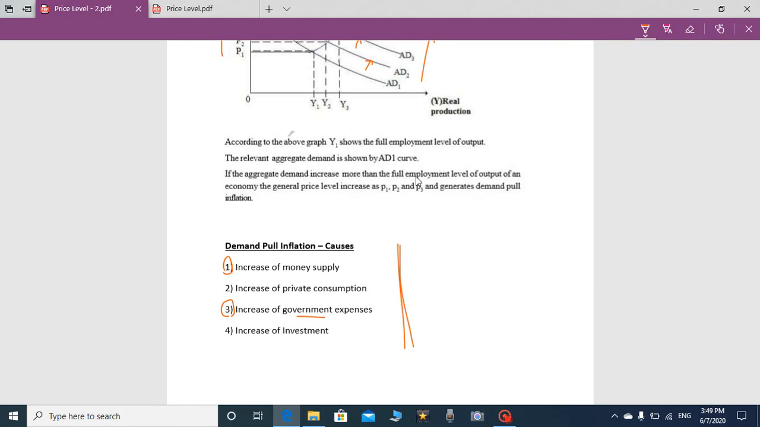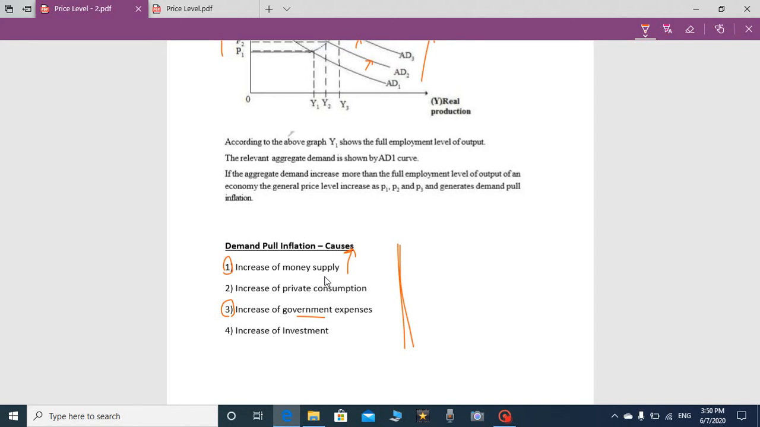And when government incur their expenses, government normally take loans from central bank and make their expenses. Then the money supply of the economy also increase, right? Money supply increase. Therefore, this situation we known as demand pull inflation, right?